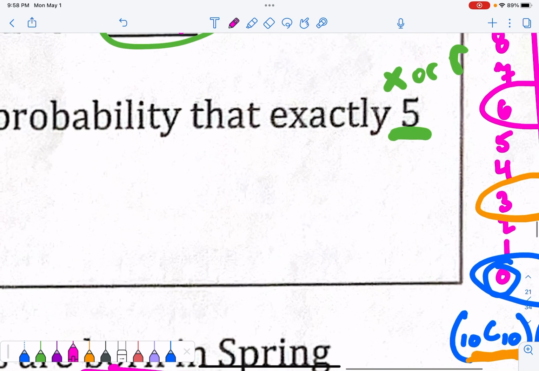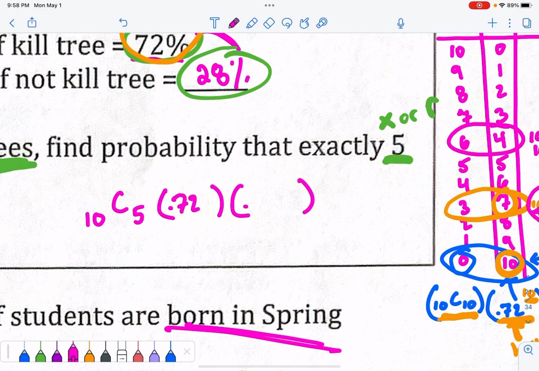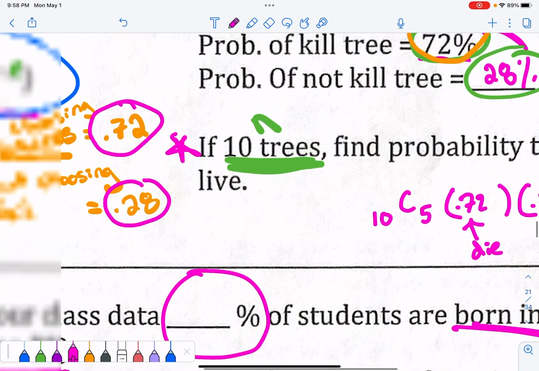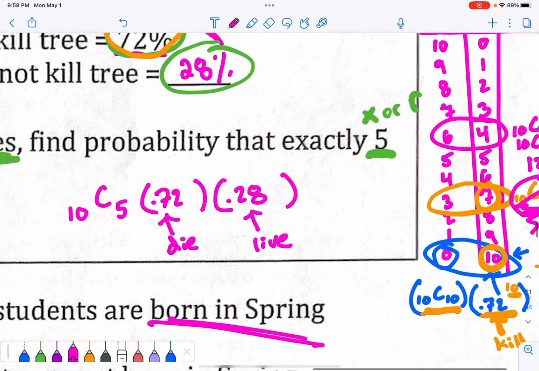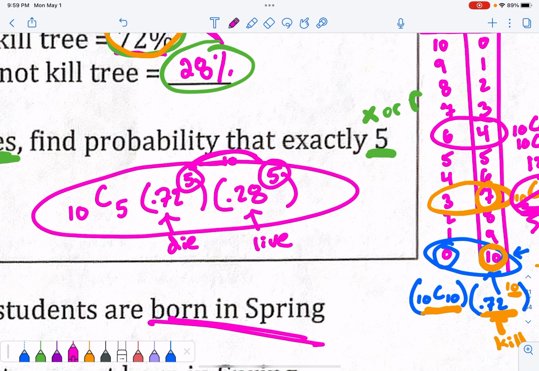All right, so what's the probability that exactly 5 of them live? I'm going to actually calculate this one out, okay? We would do 10C5. I want 5 to live, okay? 0.72 and 0.28. This is my die rate, and this is my live rate. If I'm talking about exactly 5 of them living, that means I want 5 to go here, but if 5 go here, 5 have to go here, because these two have to add up to 10, right? So 5 are living, 5 are dying, and then I calculate this out and I get a number, okay?